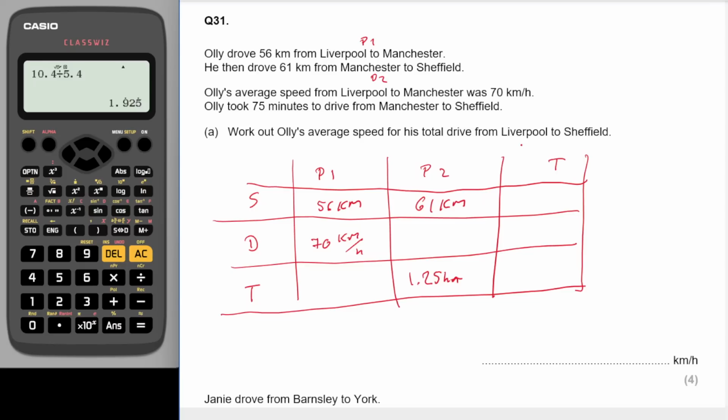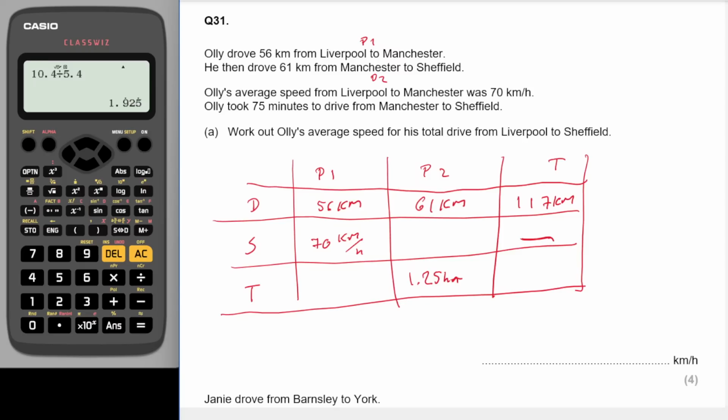Right, work out Ollie's average speed for the total. So I've messed up my heading slightly. That's a distance, that's speed. Average speed, so this is our goal. Right, we can work out the total distance straight away by adding these two values together. So 56 plus 61 is going to be 117 kilometres.